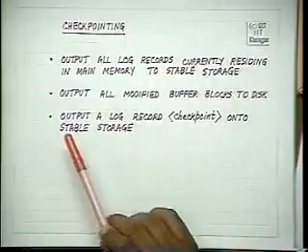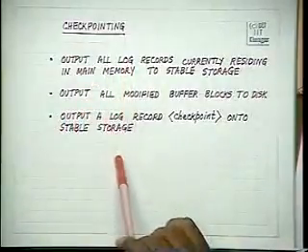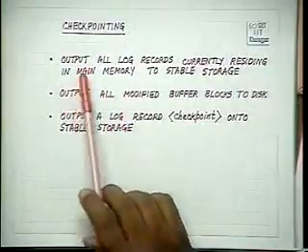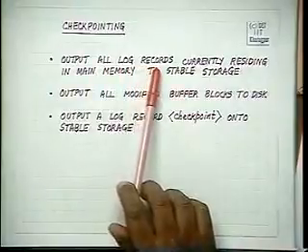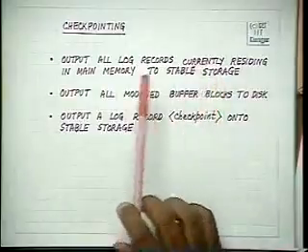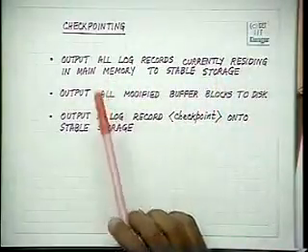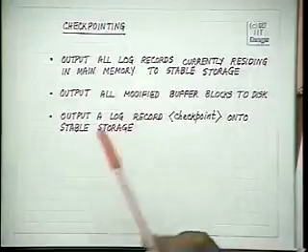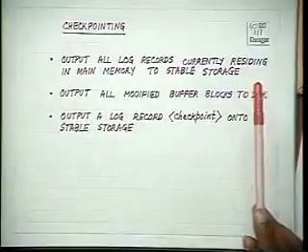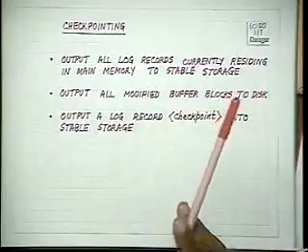So the checkpointing principle says, what are the steps that you have to do for a checkpointing? Before you write down the checkpoint, you have to output all log records currently residing in main memory to stable storage. Now you will not do the checkpointing each and every time; you will do checkpointing at certain intervals of time, in order to reduce your recovery procedure, say after 15 minutes, after 20 minutes, after 1 hour. It depends on the size of your log.